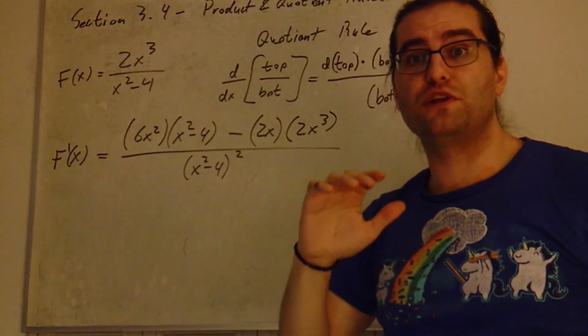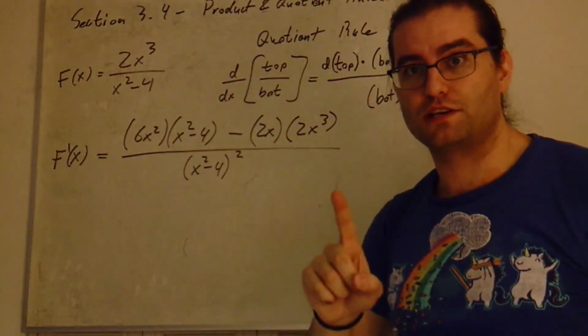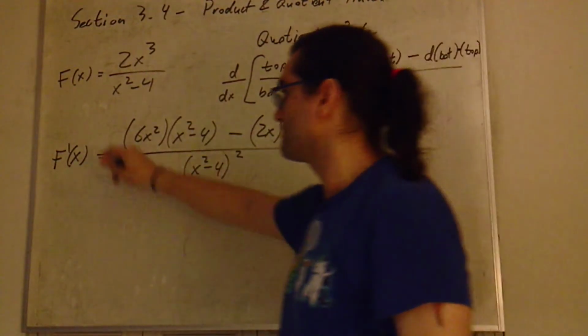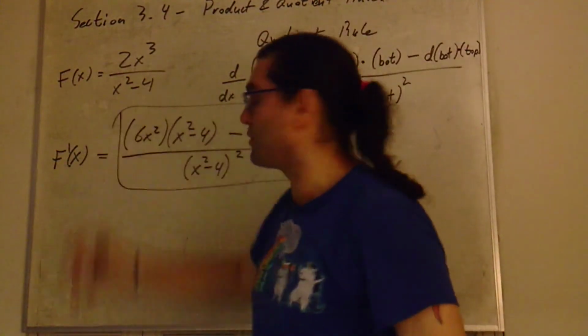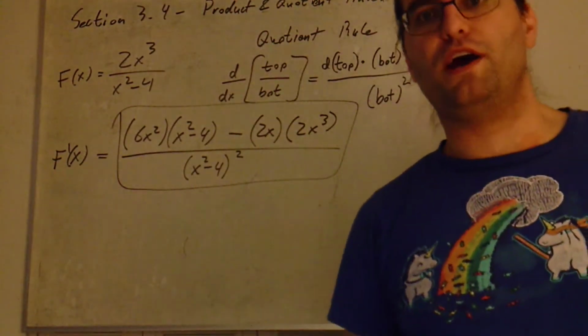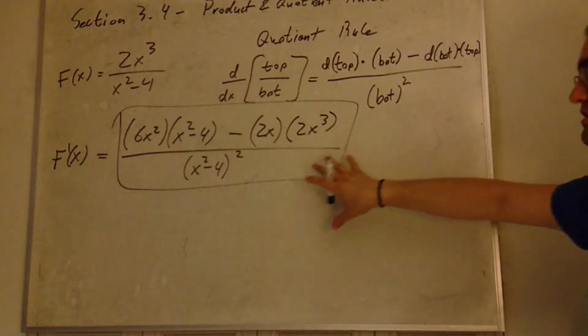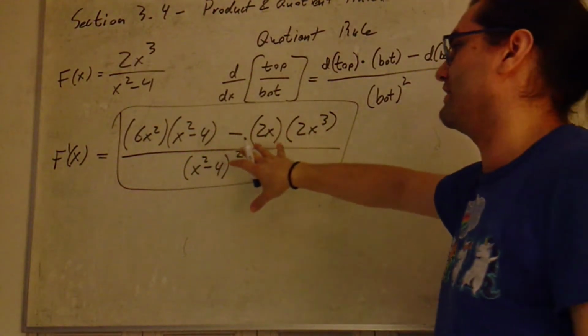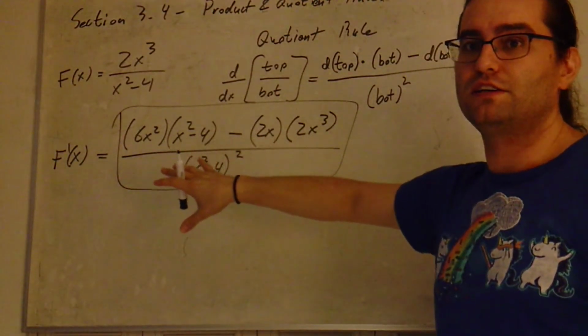Here's what we do next. Pay close attention. You put a box on it and you leave it alone. You walk away. Don't mess with this. Don't change it. Don't try to simplify it. Like, I know it can be simplified.